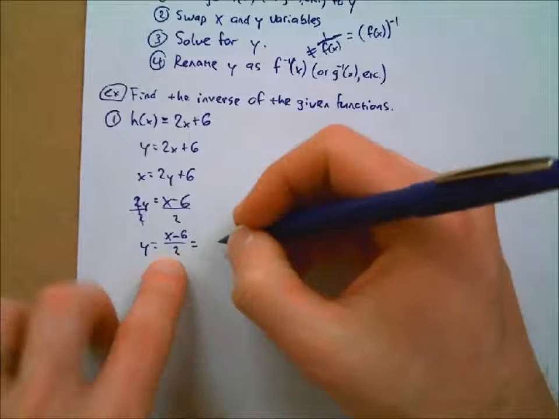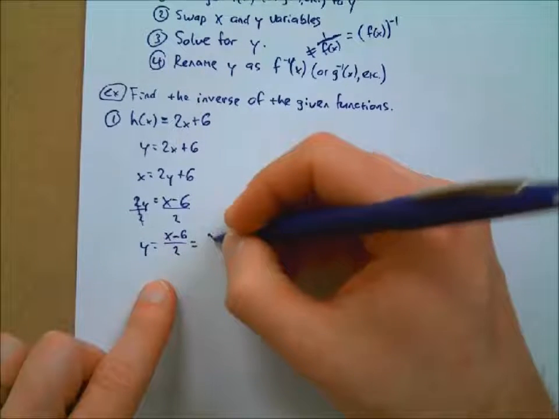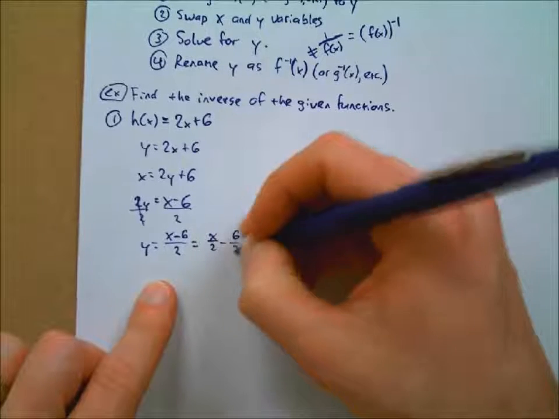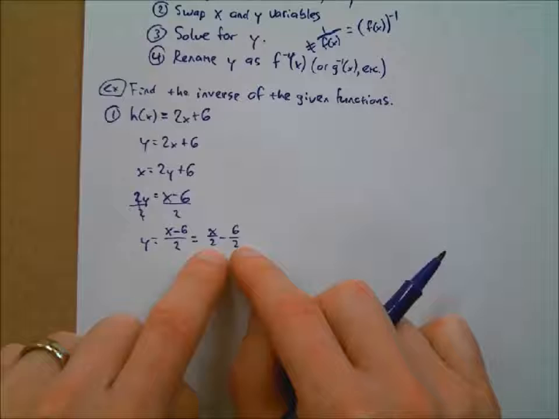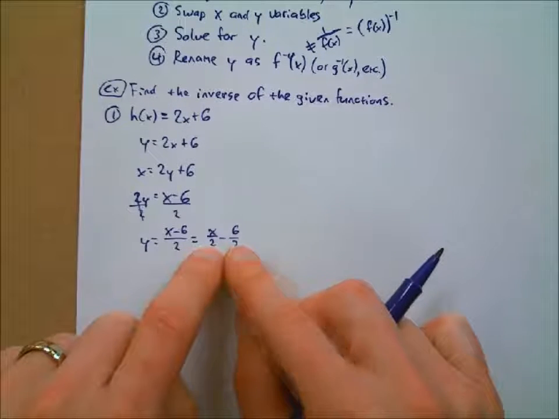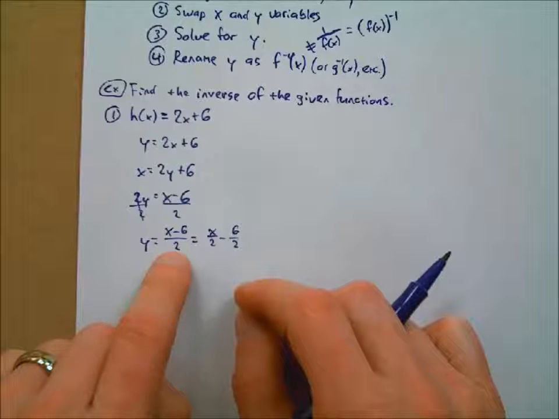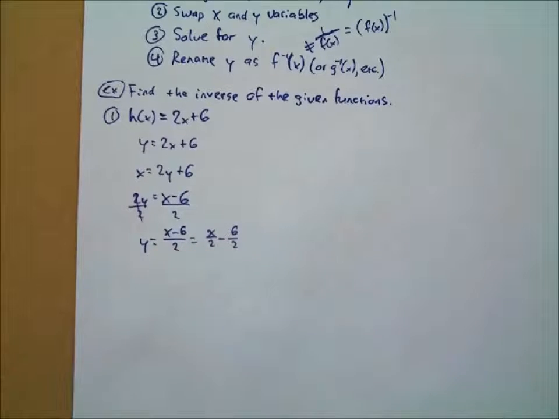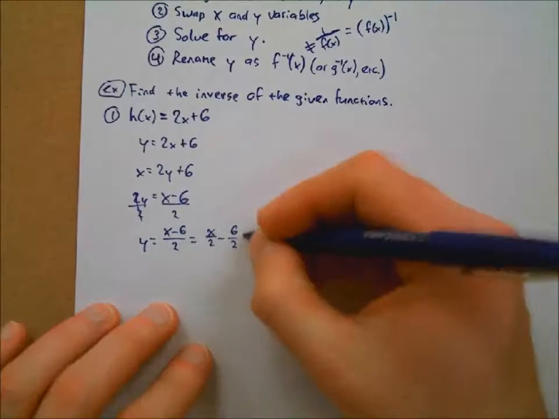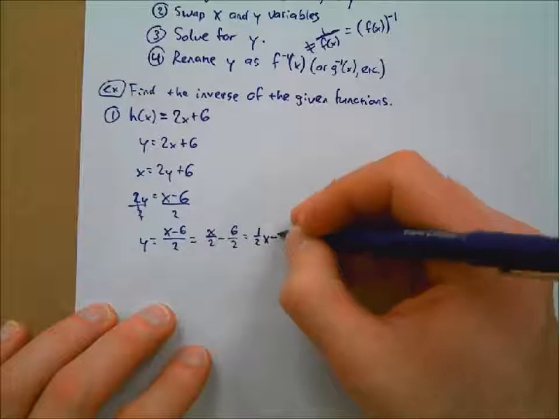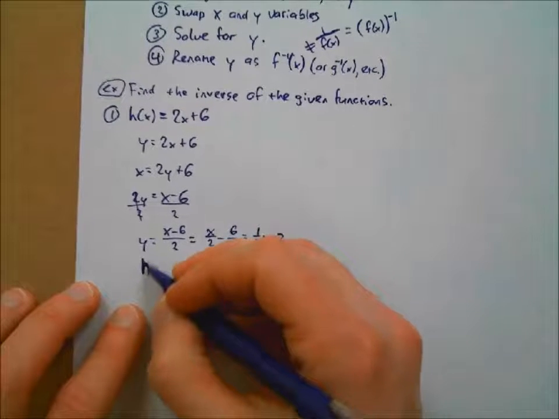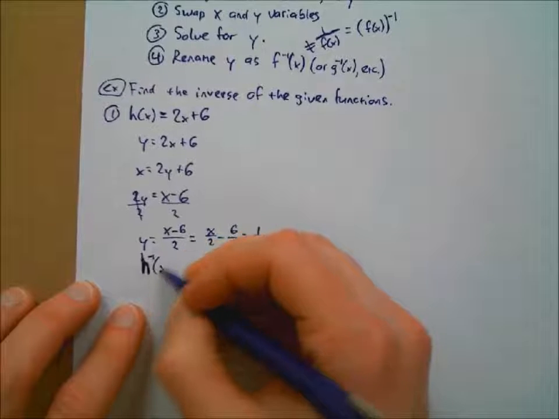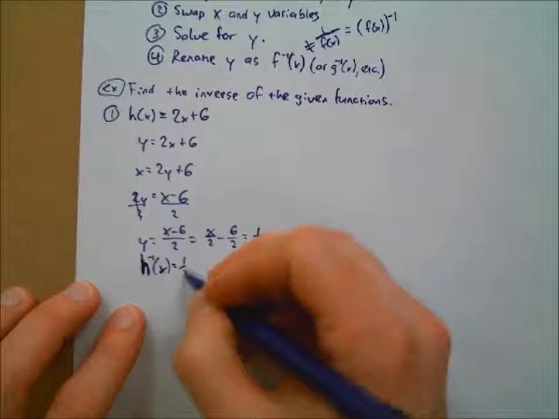We can break up a numerator over a denominator here, so we can make it x over 2 minus 6 over 2. This is a property that we can do. Just like when you have two fractions with common denominators, you can combine them together with addition or subtraction into a single fraction. Likewise, you can go backwards: if you have a single fraction, you can break it up over the common denominator of 2 there. And then we could simplify this one more way by saying that's 1/2 x minus 3. And so we can say that h inverse of x is 1/2 x minus 3.